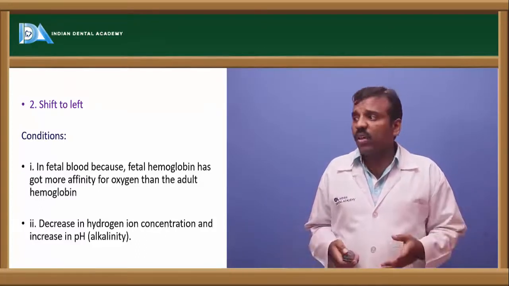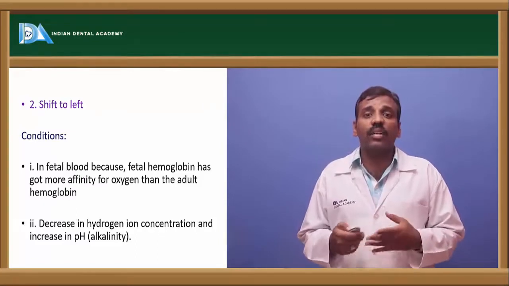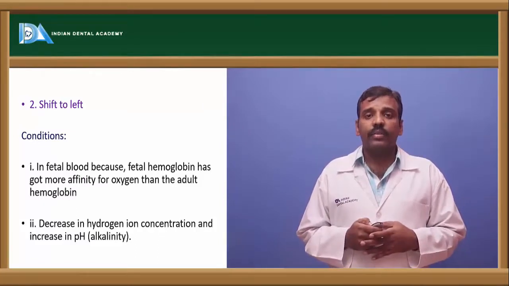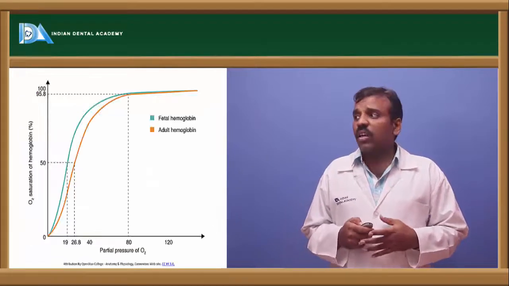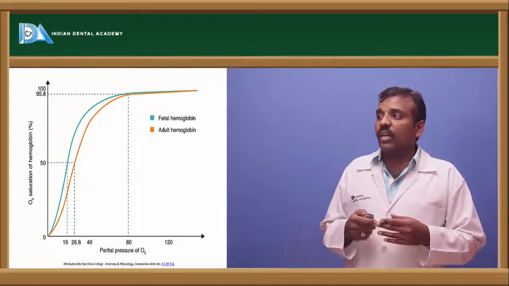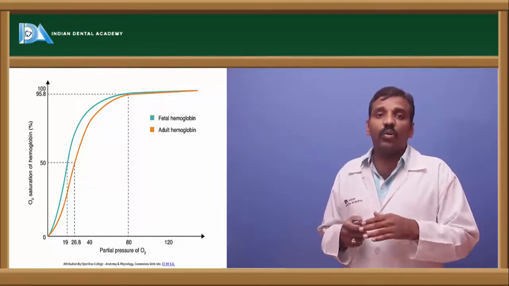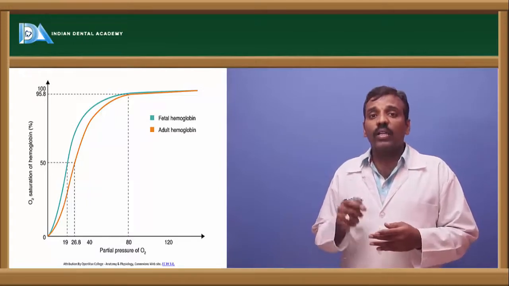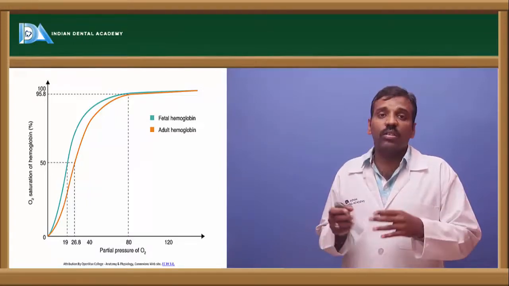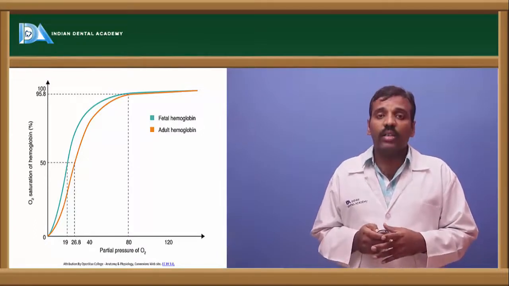And the next one is the decreased hydrogen ion concentration and the increase in the pH, that is what alkalinity is. And next, if you see this diagram, the partial pressure of oxygen and the oxygen saturation of hemoglobin, it is shifted to the left. And it comes to normal in the last, the comparison between the fetal hemoglobin and the adult hemoglobin.